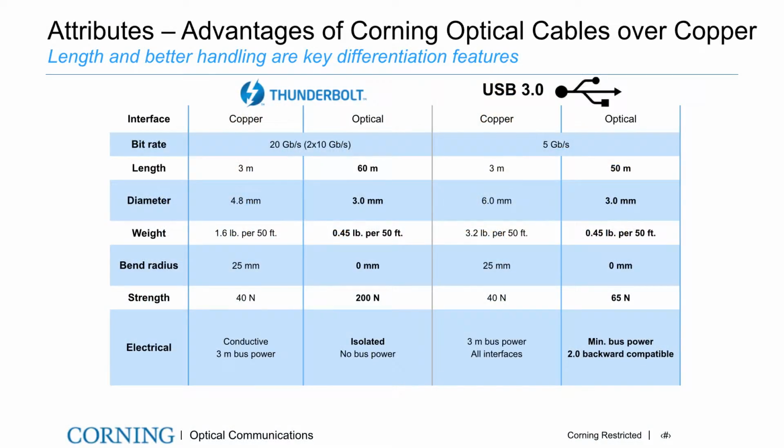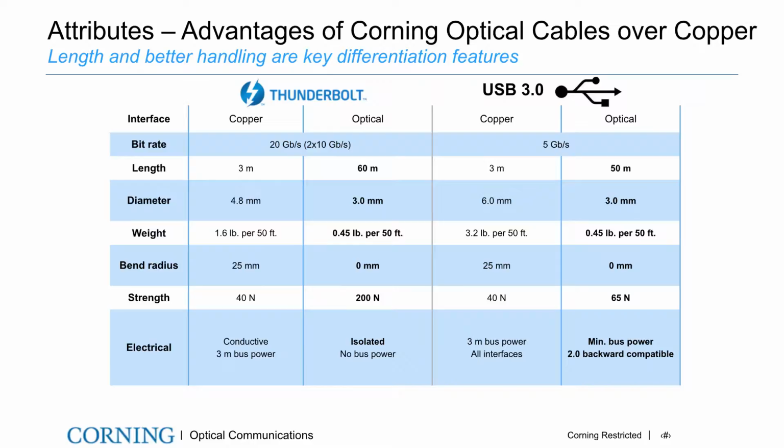So why don't we take a closer look at the key differentiators? We talked about it on a higher level, but let's look at the numbers. What's the difference between copper Thunderbolt and optical Thunderbolt, as well as USB 3.0 optical? So the bit rate is the same, we talked about that, and what's unique is that you can transport 20 gigabits up to 60 meters with optical Thunderbolt cable. And the data rate is exactly the same as if you had a 3-meter copper cable.